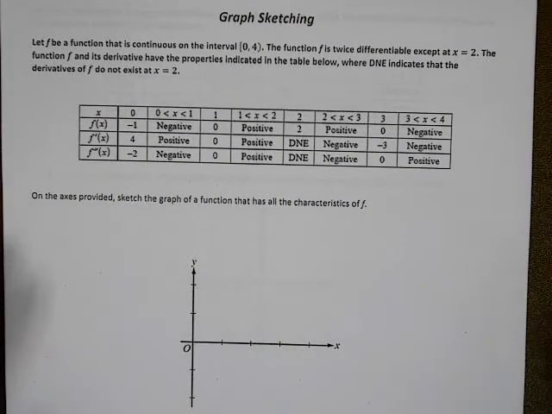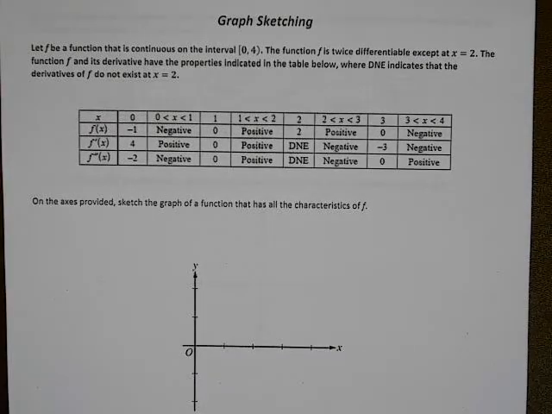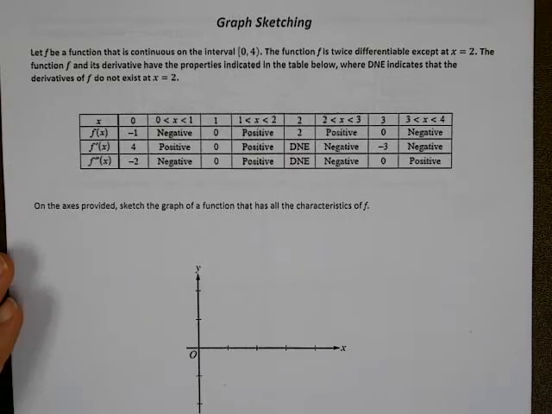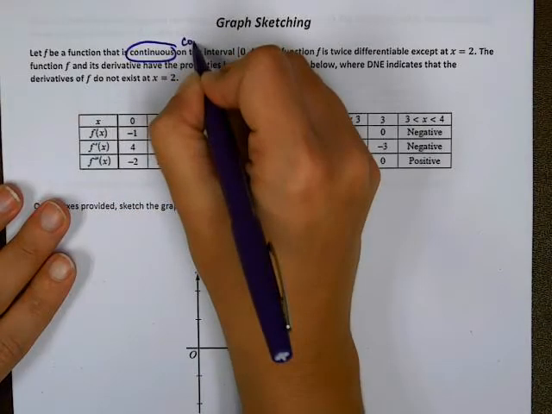So this is a sample AP question, and I'm going to walk you through how to think through this problem. Let f be a function that is continuous on the interval from 0 to 4. Now that's a really important idea. It means that our final graph should all be connected.